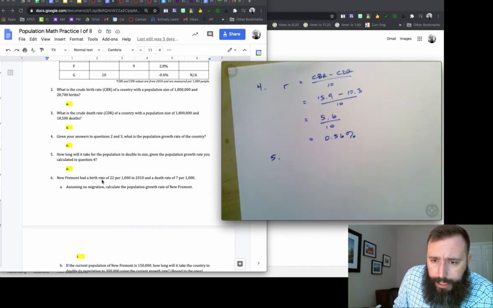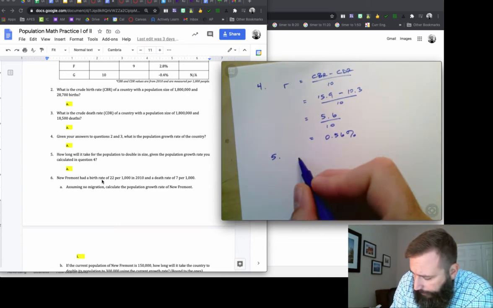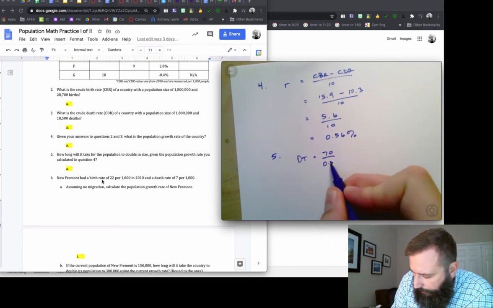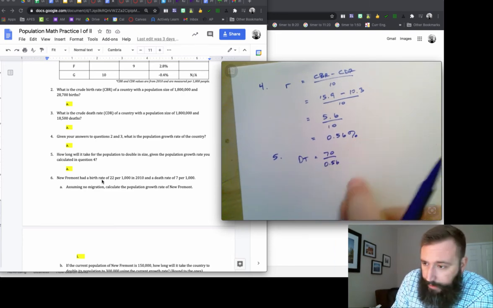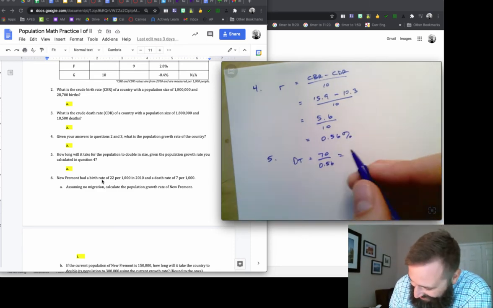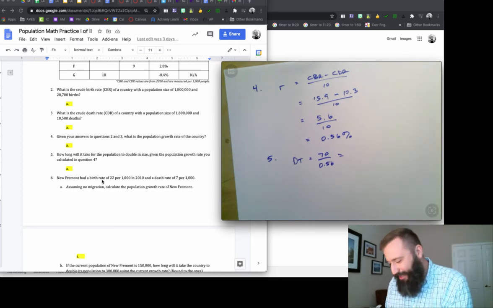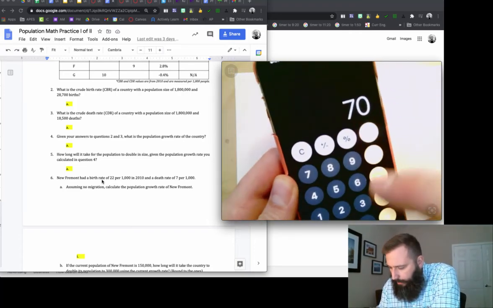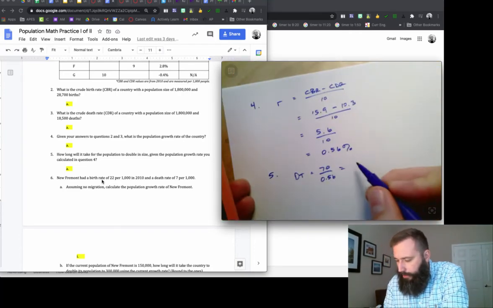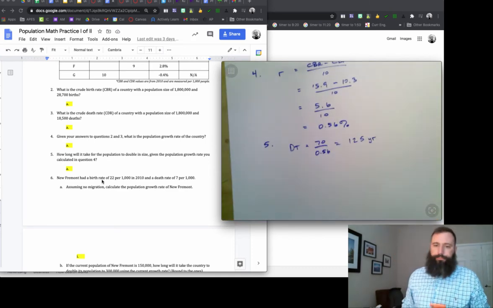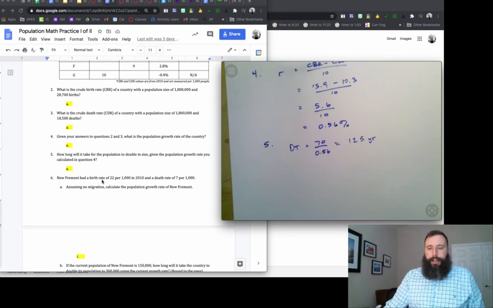How long will it take the population to double in size given the population growth rate you calculated? Oh, this one. Well, I know that doubling time is equal to 70 divided by 0.56, right? Just drop the percent sign. 70 divided by 0.56, let's see what it is. There it is. 70 divided by 0.56 is equal to 125 years. 125 years. Very simple. All right, what's the next one?